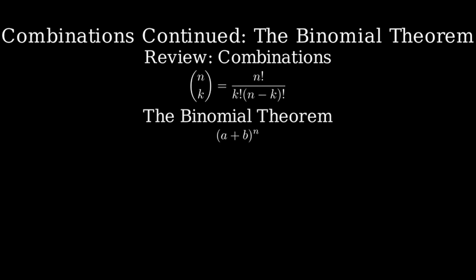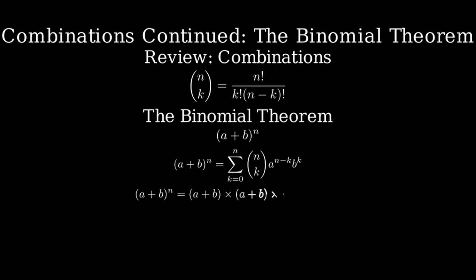The binomial theorem gives us a formula for expanding expressions of the form (a + b)^n, where n is a positive integer. The theorem states that (a + b)^n equals the sum from k equals 0 to n of n choose k times a to the power of n minus k times b to the power of k. Let's break down why this formula works.